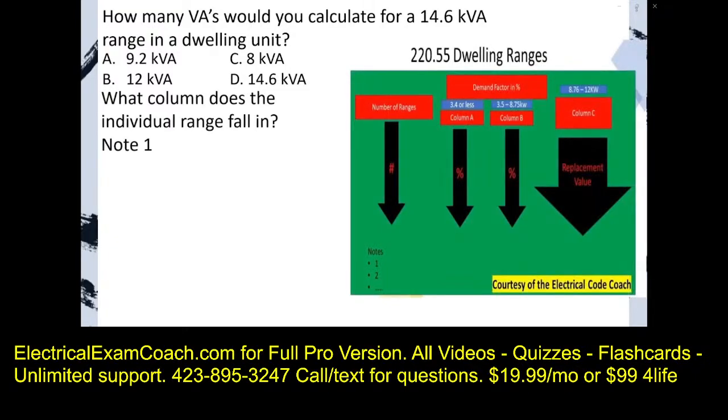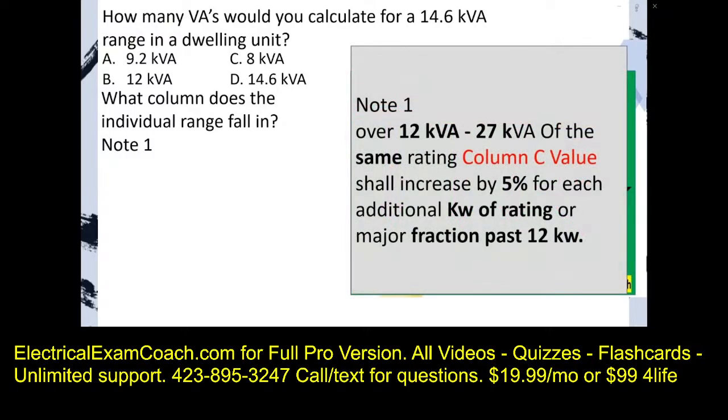Step 1, find out what column our individual range falls in. When we get to column C, we find out that it's only good through 12 kW. When it's over 12 kW, we have to use one of our table notes listed down below the table. In this case, we're going to be using note 1.